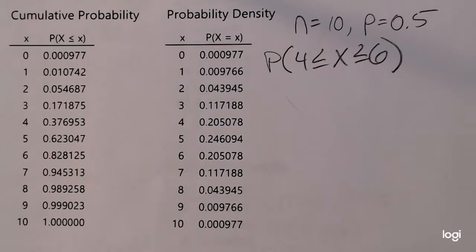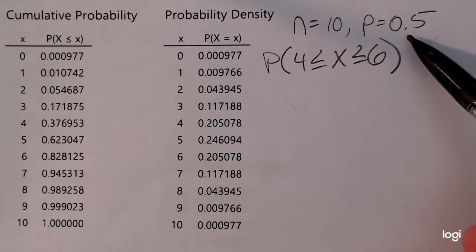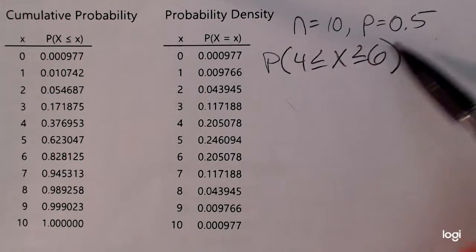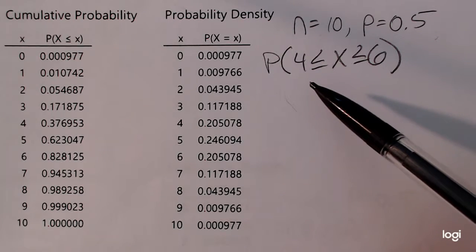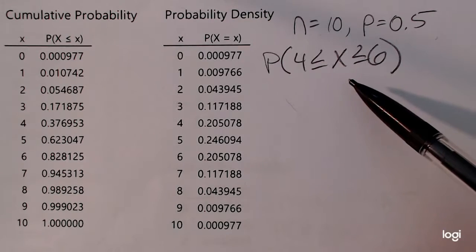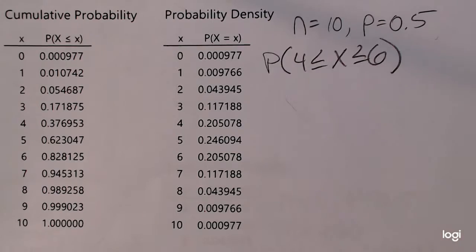Now I'm going to take a look at a situation where I have an in-between case. I'm working with my binomial probability distribution example of the number of girls out of 10 births, assuming that boys and girls are equally likely. So my value for n is 10, the probability of success in a single birth is 0.5, and I want to find the probability of getting between 4 and 6 girls inclusive.